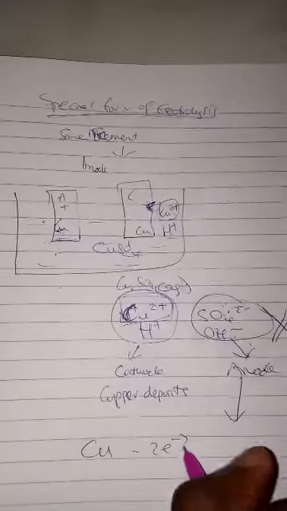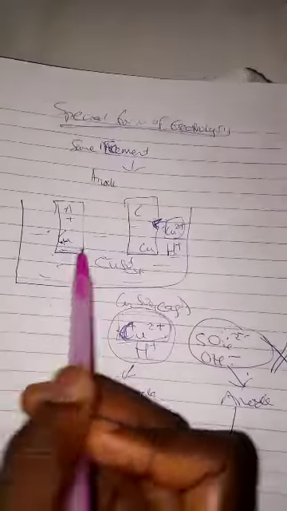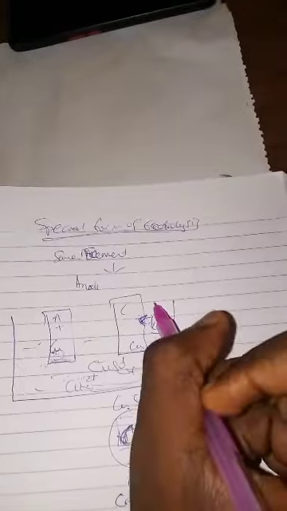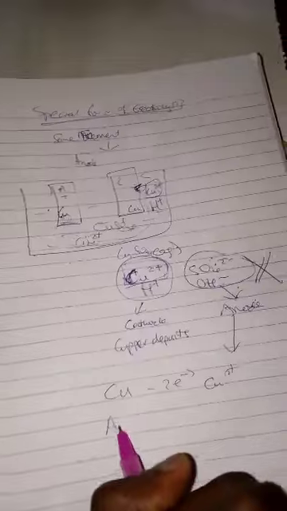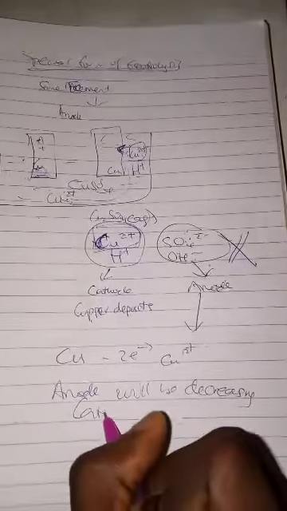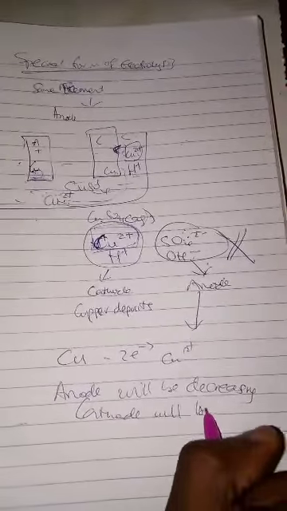Copper will enter the solution to do what? So we have Cu2 plus. Instead of something depositing, this copper itself will go into the solution as Cu2 plus. Later this Cu2 plus will come to the cathode. Cu2 plus is a cation, so it will still come to the cathode. It will be deposited. So before we know it, this anode will be decreasing, while your cathode will be increasing.